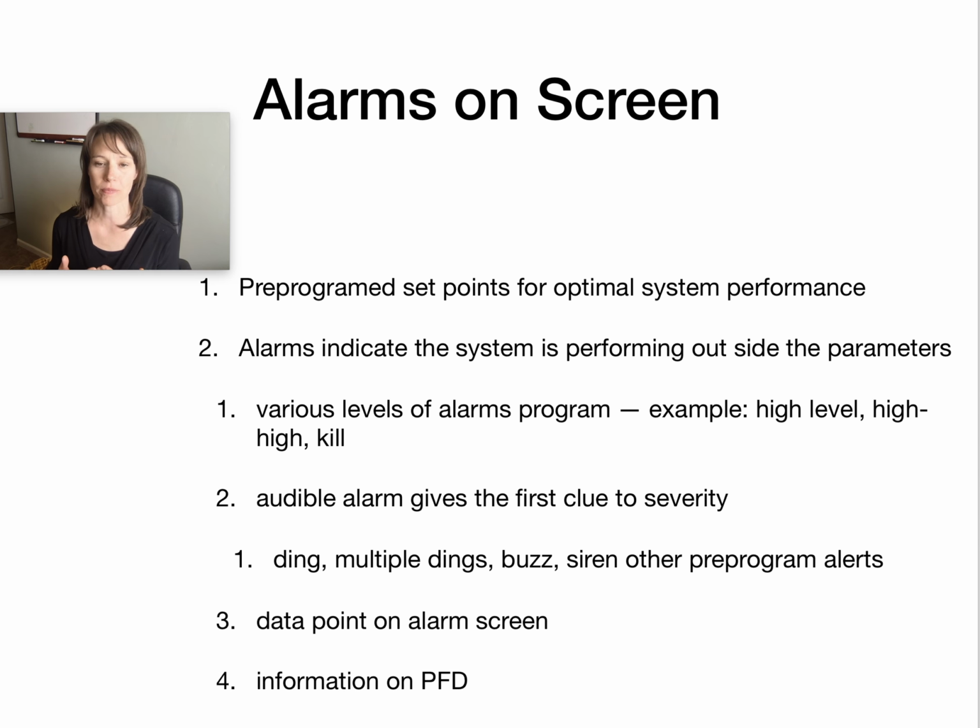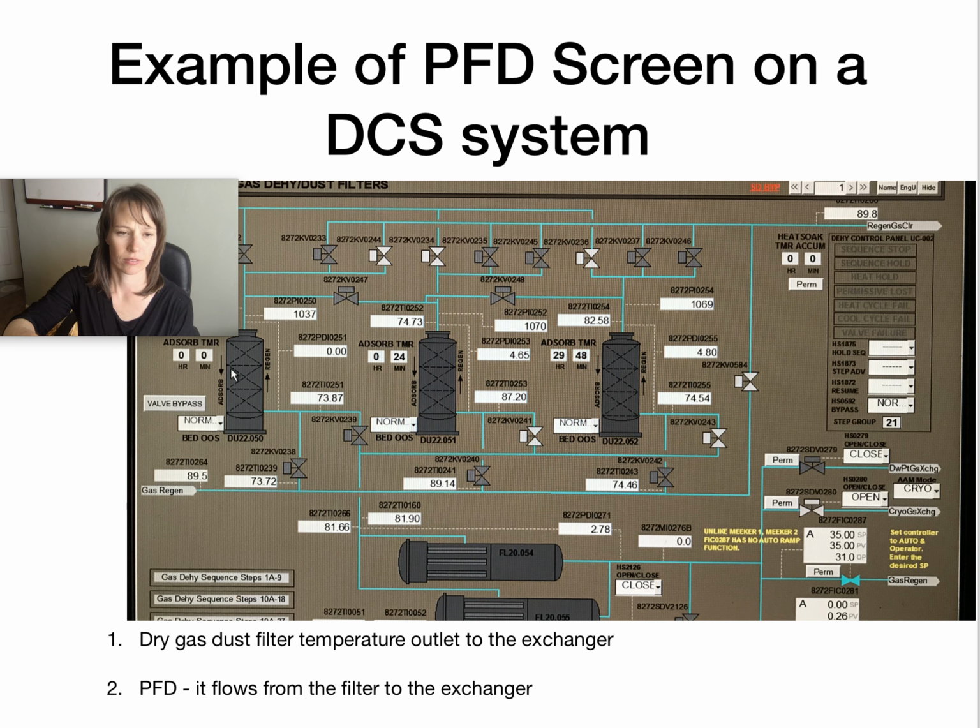And so the operator would know the different priorities of those alarms and maybe be able to make some decisions based on that information. The first thing generally that happens in this system is there's an audible alarm that gives you the first clue to severity. It depends on how it's programmed, there may be a ding or multiple dings or a buzz or a siren or other pre-programmed alerts that you would know based on your own system. Then you'll know to look at the data points on the alarm screen and then back at the process flow diagram that we looked at previously to gather more information about the problem or the system upset that's happened.